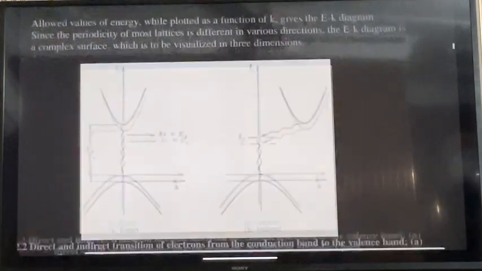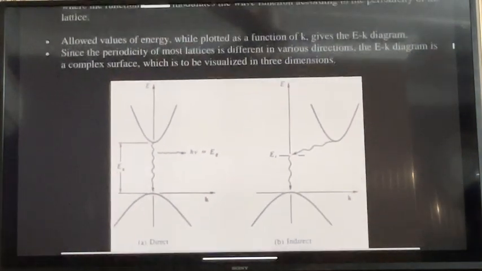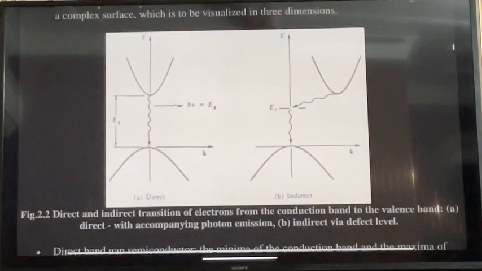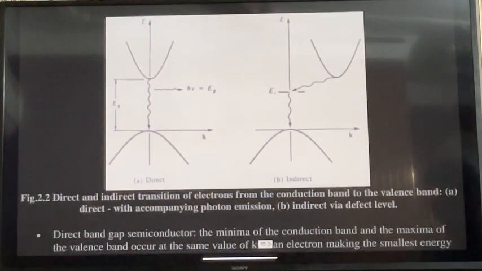Allowed values of energy, when plotted as a function of k, give the E-k diagram. Since the periodicity of most lattices is different in various directions, the E-k diagram is a complex surface which is to be visualized in 3 dimensions. So, direct and indirect transition of electrons from the conduction band to the valence band.